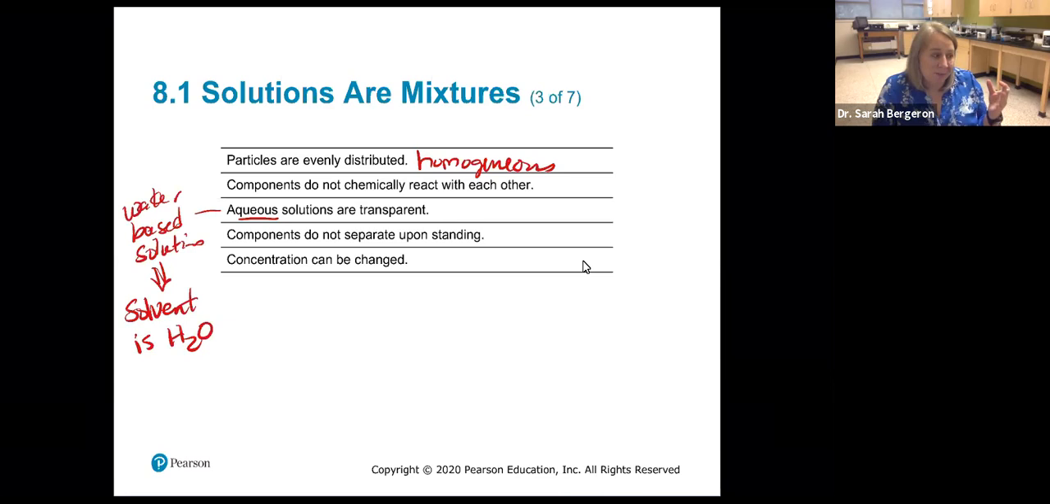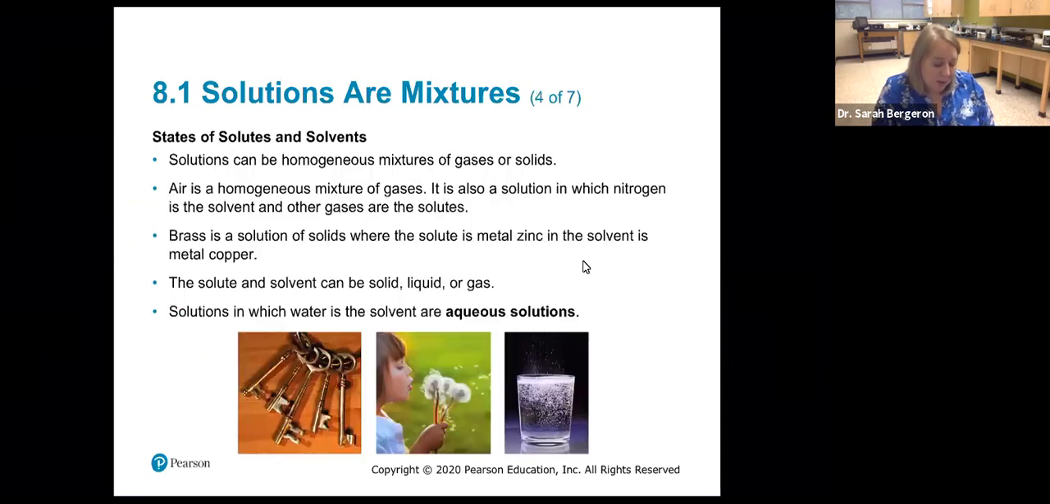So if you mix like, I don't know, some mud and some water, what would eventually happen? Even if you started up really well, eventually that mud would sink. And so that's not what you see with a solution. So muddy water is not a solution, right? So the components do not separate upon standing, they stay dissolved. And then the concentration can be changed. If we add more or less solvent, we can actually change the concentration of that solution. And we'll talk a lot about that later.